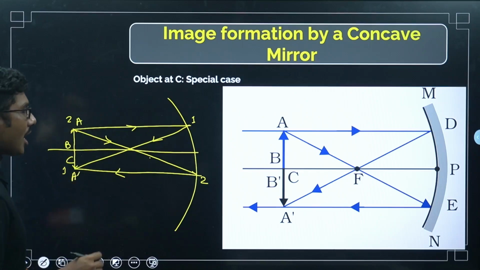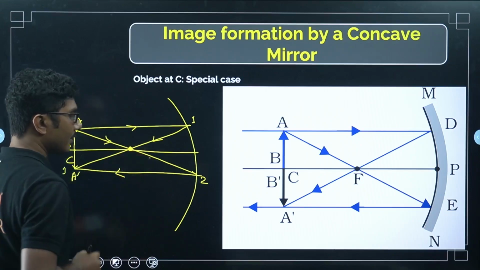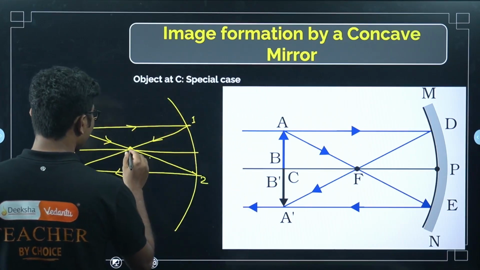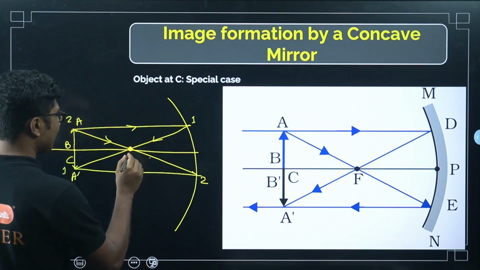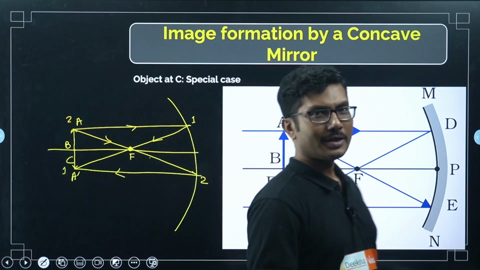So how can you resolve this? You use a dot here to hide your failure. Use a little bit thicker dot and mark this point as F now. To hide your failure, you have to use this.